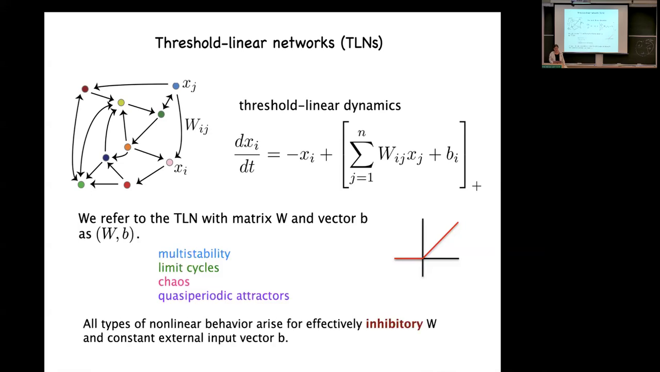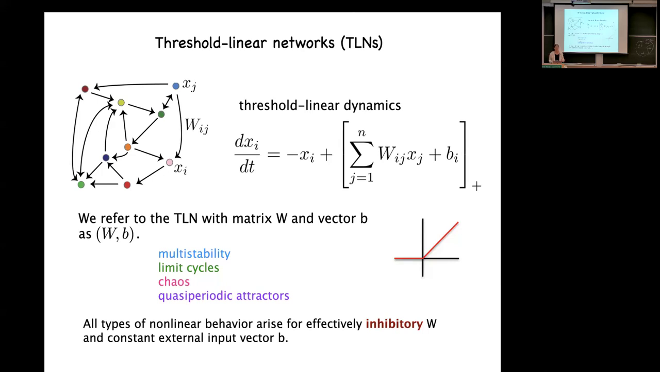In particular, to understand how the connectivity of the network shapes the dynamics. And these networks, we like them for a couple of reasons. Number one, they're very expressive. So they display the full repertoire of nonlinear dynamics despite being piecewise linear. So in my mind, it's the simplest nonlinear model that has all of this rich dynamics with multistability, limit cycles, chaos, and even quasiperiodic attractors. You can see all of those for effectively inhibitory W, and that's a strength. They're very expressive as a family of networks.